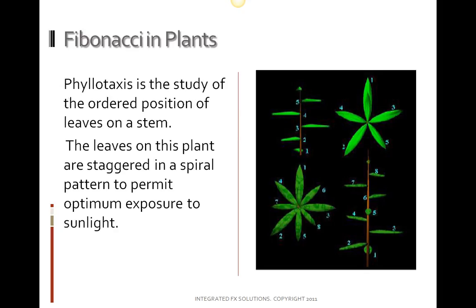Fibonacci in plants. Phyllotaxis is the study of the ordered position of leaves on a stem. The leaves on these plants are staggered in a spiral pattern to permit optimum exposure to sunlight. That's amazing. The leaves are patterned in Fibonacci's order to permit optimal exposure to sunlight.